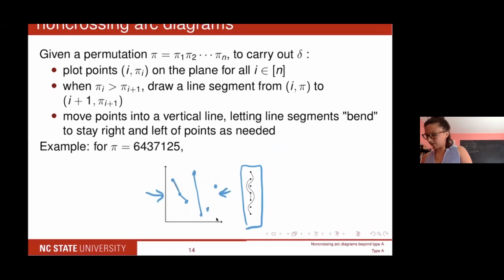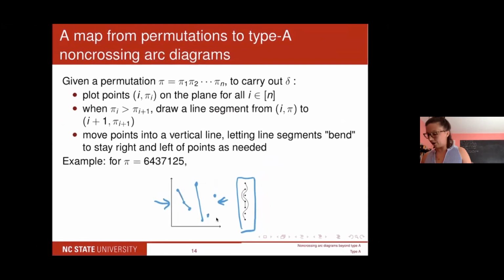And the other thing to notice is that this delta is actually a bijection from permutations to non-crossing arc diagrams. Undoing this is really just pulling it apart in a predictable way. But yes, any other questions about this? Okay, let's keep it moving.